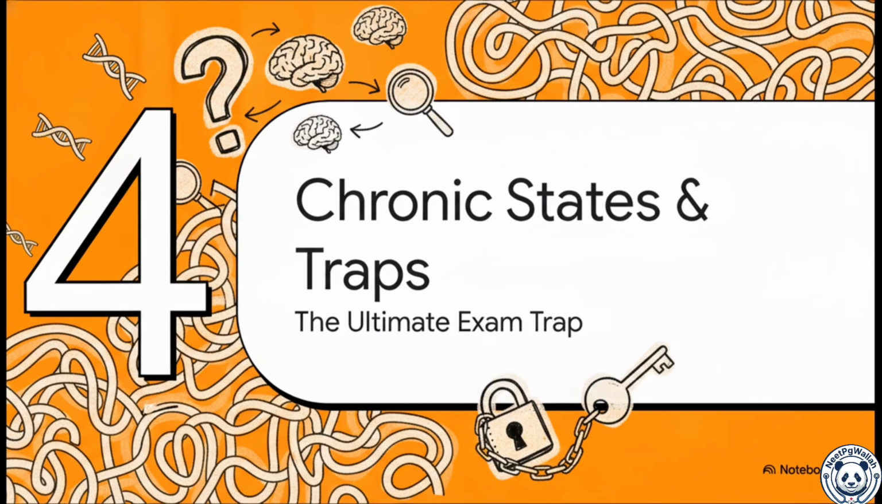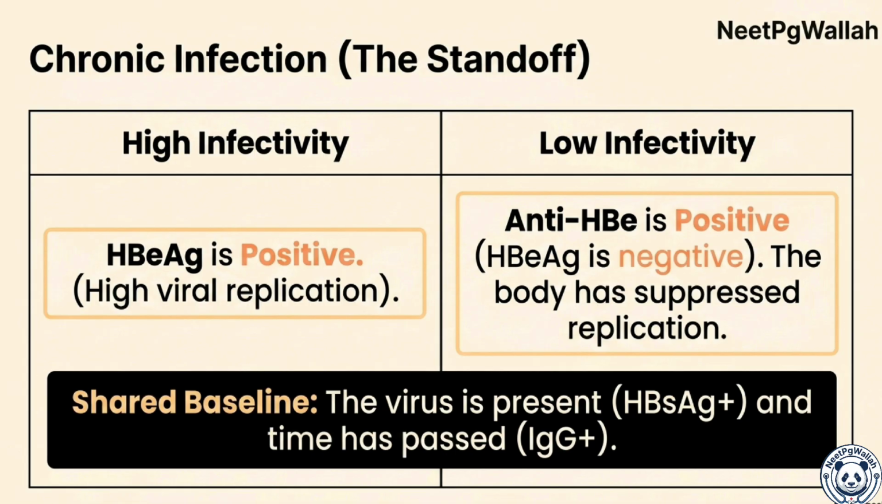Okay, let's transition over to Section 4, chronic states and traps. First, let's talk about the chronic infection standoff. A chronic state simply means the virus never actually cleared. The baseline here is that the surface antigen remains positive for over 6 months. And because a lot of time has passed, our veteran G marker, IgG anti-HBc, is also positive. But you still have to figure out if this chronic patient is highly infectious or not, right?